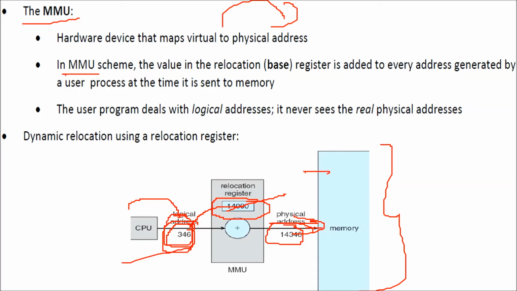I hope you got the idea. The user program only deals with the logical address, and it will never see this kind of address. It will never see this address, right?